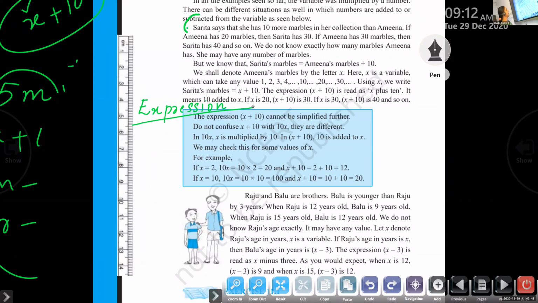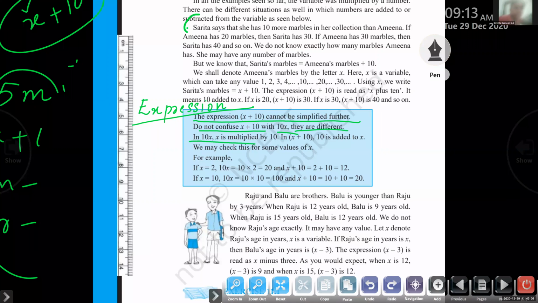Okay, children. I will read it. The expression x plus 10 cannot be simplified further. Do not confuse x plus 10 with 10x. They are different, isn't it? In 10x, x is multiplied by 10. 10x means 10 into x. But in x plus 10, 10 is added to x.